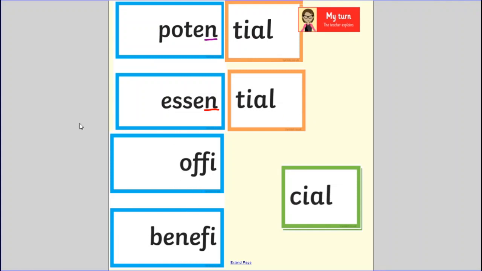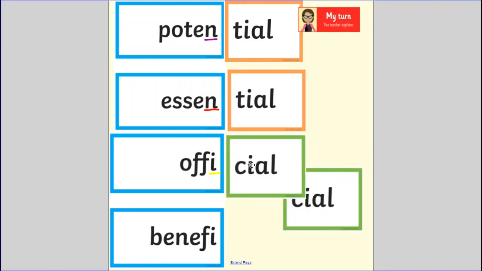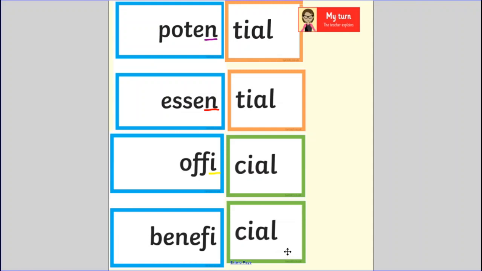Okay, official. Now what type of letter is the last letter of the root word? Yeah, you're right, it's an I, which is a vowel. So if the root word ends in a vowel, we add CIAL. And then beneficial, also the root word ends in an I, which is a vowel, which means we add CIAL. Easy peasy.